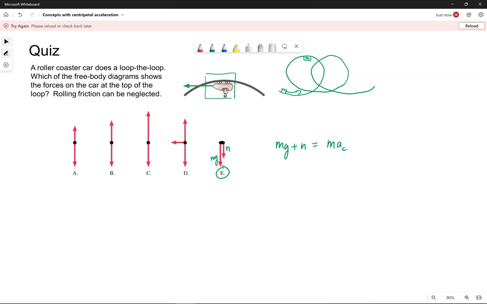So the normal force is not allowing that roller coaster car to continue in a straight line, to continue off and travel away from the roller coaster ride.